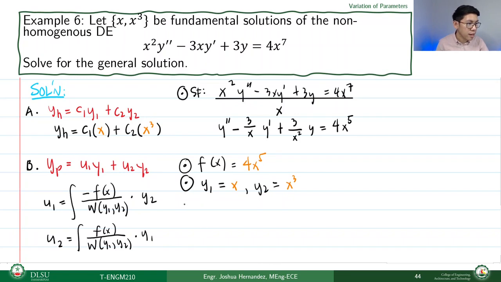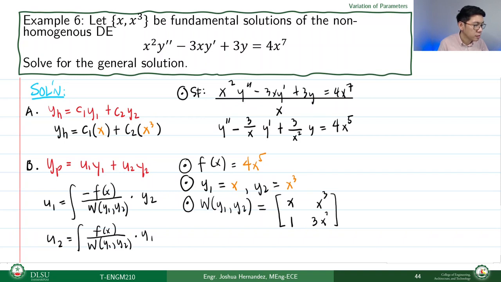For the Wronskian of y sub 1 and y sub 2, we get the determinant of the matrix with y sub 1, which is x, and x cubed, then y sub 1 prime and y sub 2 prime. Differentiating the first row will give us 1 and 3x squared. Then getting the determinant, we cross multiply: multiply here, and then minus the one above.